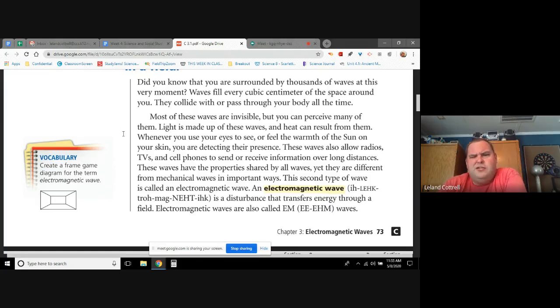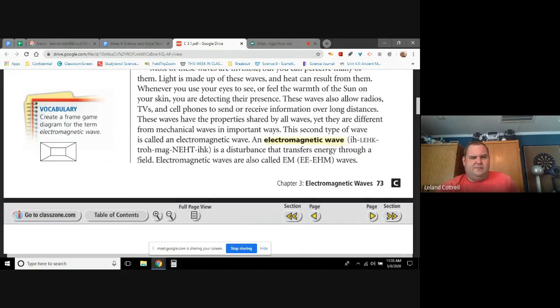These waves have the properties shared by all waves, yet they are different from mechanical waves in important ways. The second type of wave is called an electromagnetic wave. An electromagnetic wave is a disturbance that transfers energy through a field. Electromagnetic waves are also called EM waves.